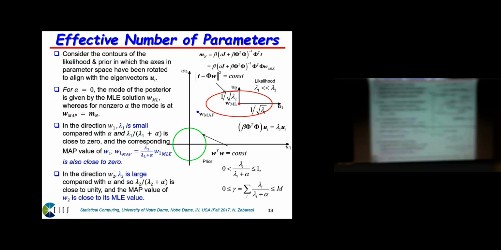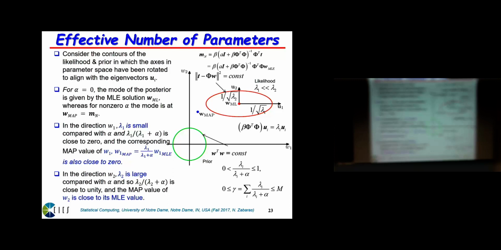Similarly, if you have larger eigenvalues, lambda 2, this term is significant, and the MAP estimate for lambda 2 is pushed towards the MLE estimate. That's why you see this W vertically to be very close to the MLE estimate, and horizontally to be far away from the MLE estimate, because it's pushed towards the 0 value, which is the mode of the prior.